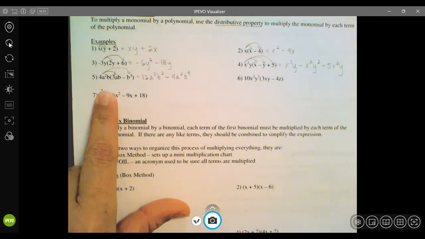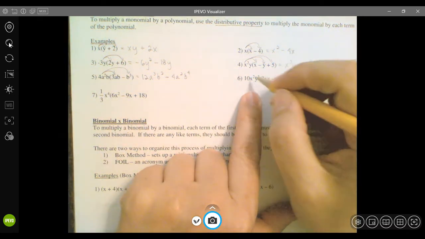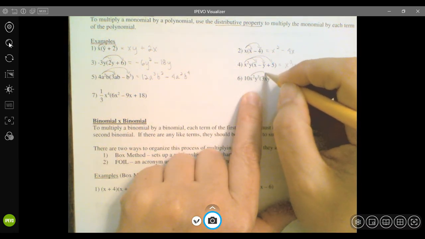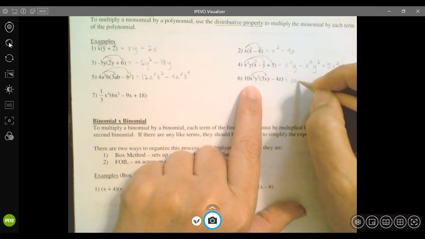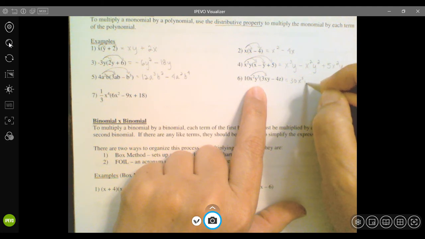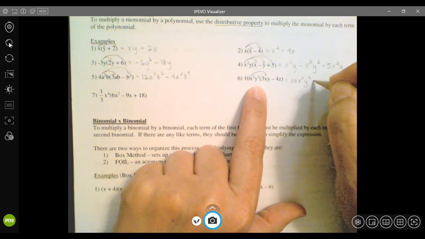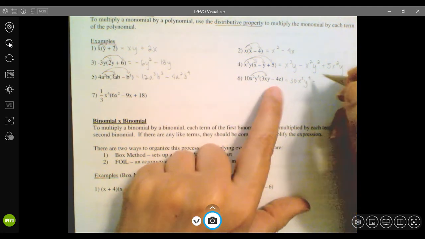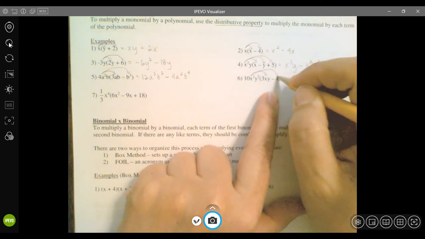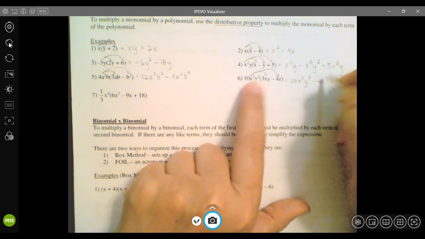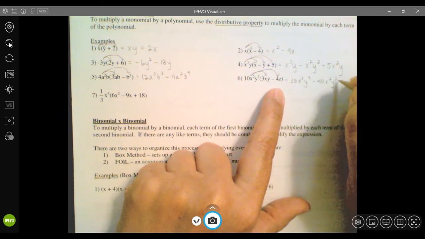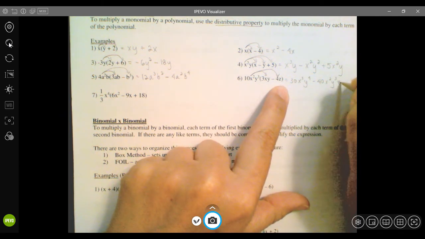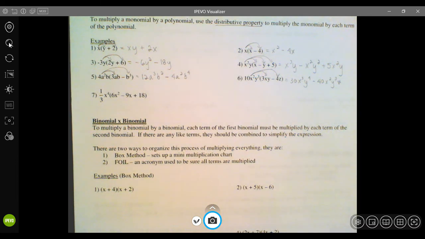All right. Here, 10x squared y cubed times 3xy. That's 30x cubed y to the 4th minus 10 times 4 is 40. Bring over x squared, bring over y cubed, and then this z carries over.